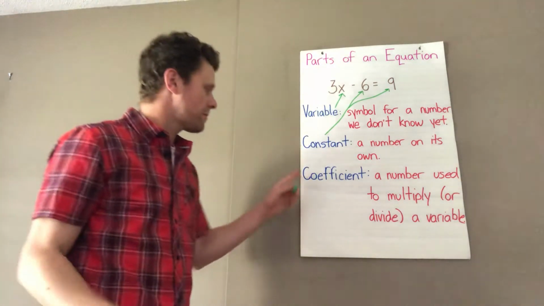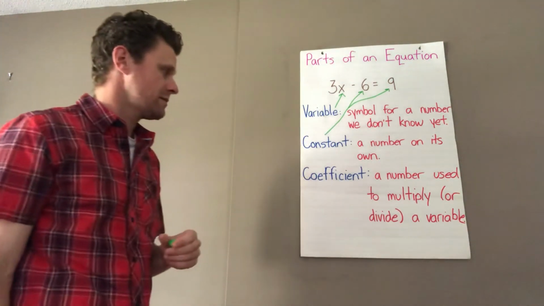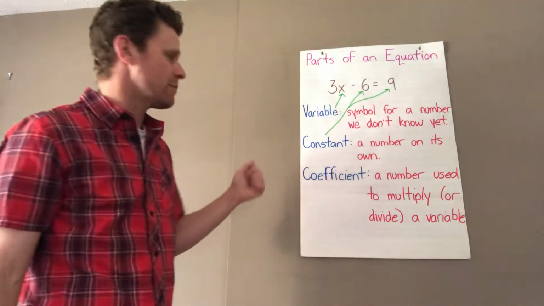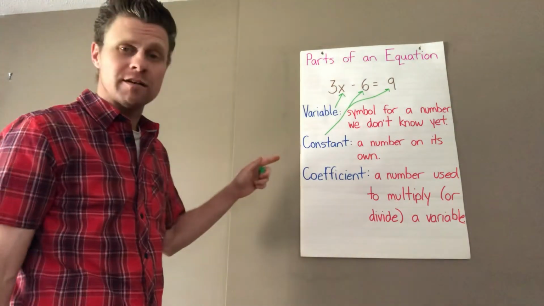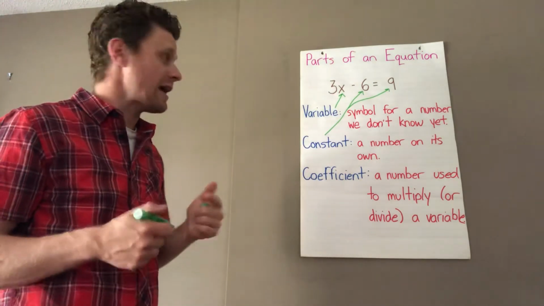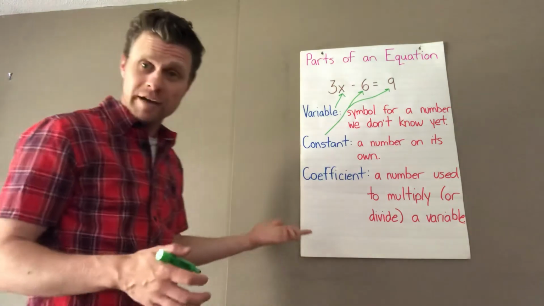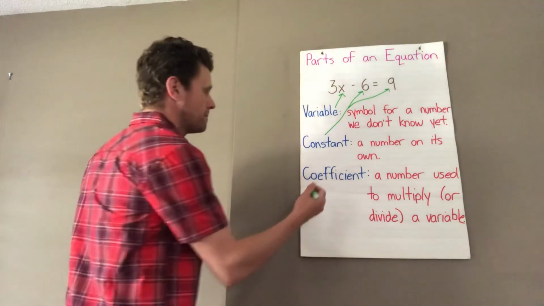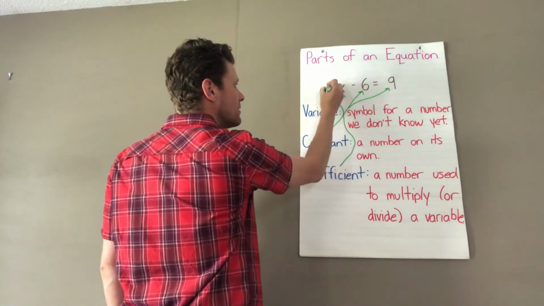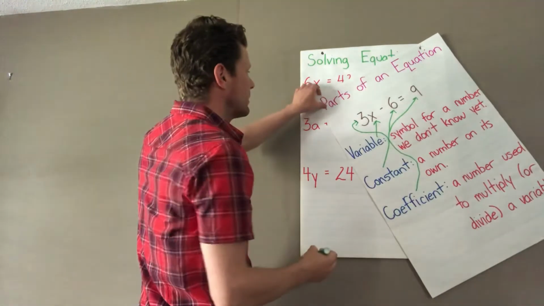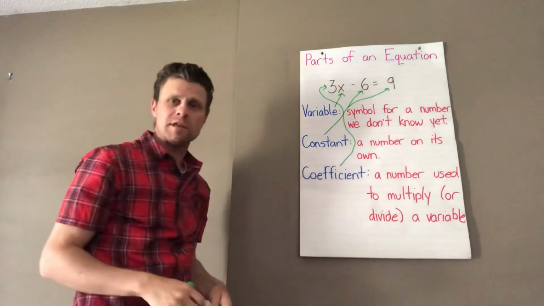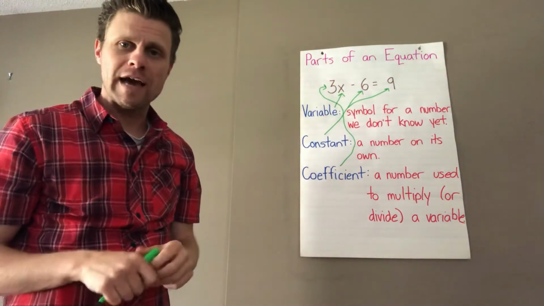Okay? Our third term is the coefficient. And it's the number used to multiply or divide a variable. So here, it's the 3. We're either going to multiply the variable, which is x, or divide by 3. I'm sorry if this is a little confusing to look at, but that's it right there. Those are the three terms that we need to know when looking at an equation.